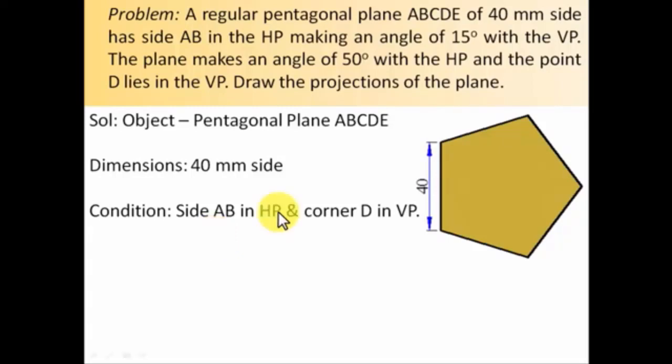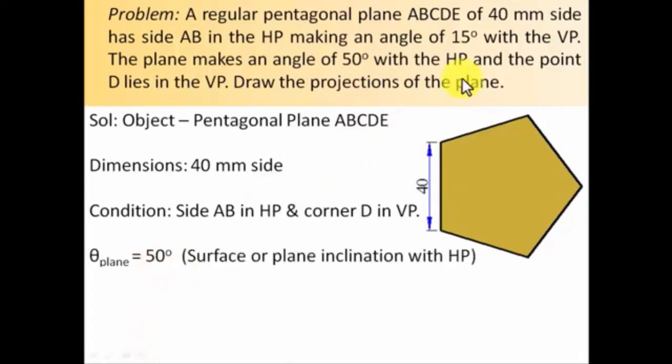And guys, whenever you are doing construction for projection of planes, try to work out by reading the problem as to what the surface inclination is. And it's clearly given that the surface is inclined at an angle of 50 degrees with the HP. So theta surface or theta plane is equal to 50 degrees. Secondly, we have this 15 degrees. So the side which is in the HP, let's say this is A, this is B, will always be in contact with the horizontal plane. Apart from that, it is also inclined at an angle of 15 degrees with the vertical plane. So phi AB or phi edge AB is equal to 15 degrees.